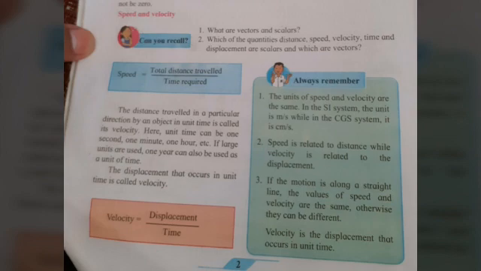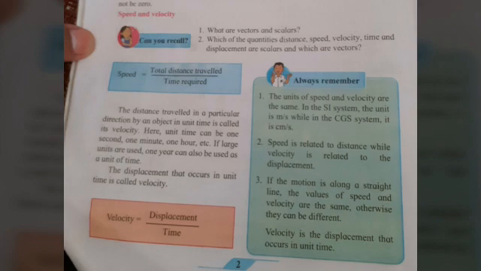Speed is related to distance while velocity is related to displacement. Very, very important: if motion is along a straight line, the value of speed and velocity are the same. Otherwise, they can be different. So in a straight line, the value of speed and velocity is going to remain the same, but if the direction changes, it's going to be different. Velocity is displacement that occurs in unit time. So velocity is displacement upon time.